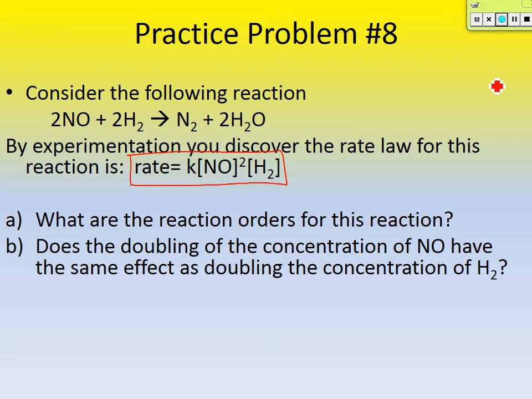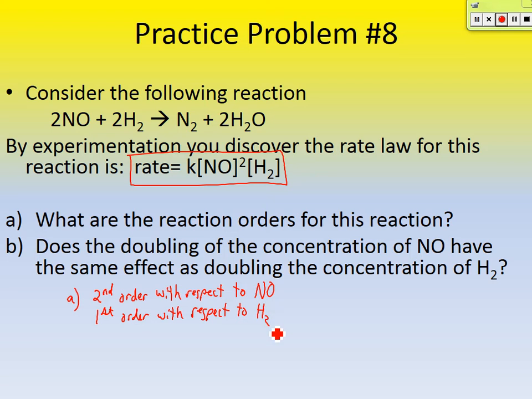Let's see how I would approach a problem like this. Let's just go to A. It says, what are the reaction orders for this reaction? So here's how I would answer part A. With respect to NO, what order is it? It's second order, so I would say it's second order with respect to NO, nitrogen monoxide. But there's also another reactant here. We've got hydrogen. What order is it with respect to hydrogen? Now, they didn't write anything, but what's implied? A 1 is implied there, so it's first order with respect to hydrogen. So that's how I would write it.